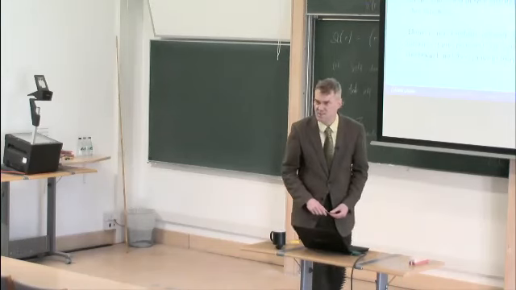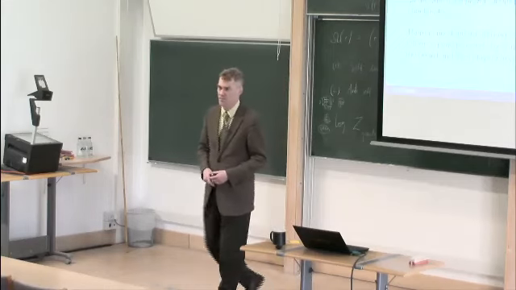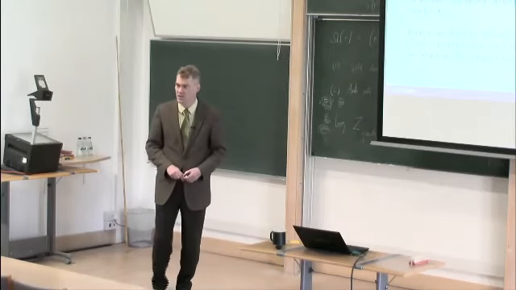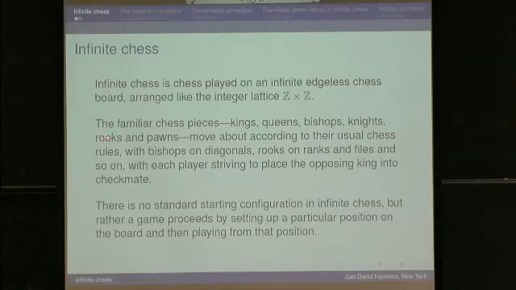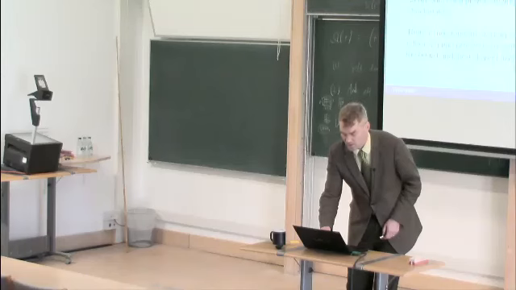Okay, so infinite chess. What is infinite chess? It's chess played on an infinite board, an infinite edgeless board, like the integers Z cross Z. We use the regular pieces, and they move in the way that you would expect on an infinite board. And each player, of course, is striving to put the opposing king into checkmate. But unlike regular chess, there's no standard starting configuration. Instead, the way you play infinite chess is you first specify the opening position, and then you play from that position. So that's how a game starts. There's no standard starting configuration. Rather, part of the game is to specify the opening, the starting configuration.